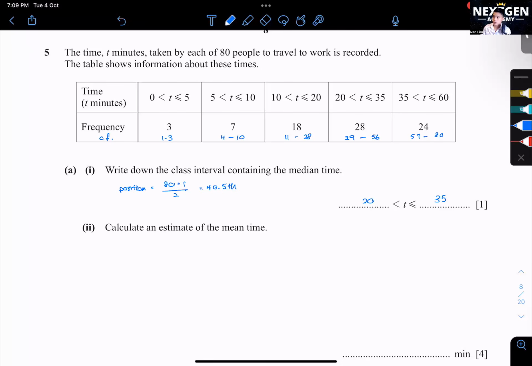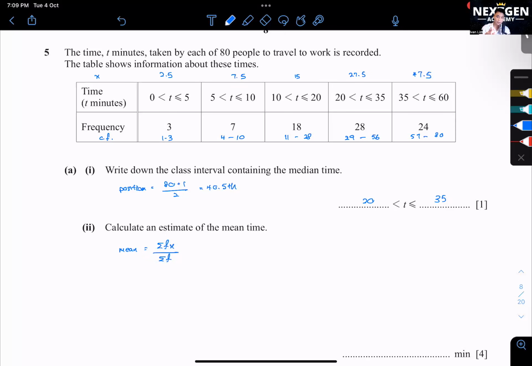Okay, calculate an estimate for the mean time. So you need to just put into the formula, which is the sum of fx over the sum of f. So you can write down your x first, which is the midpoint: 2.5, 7.5, 15, 27.5, 47.5. Okay, you all see, right?